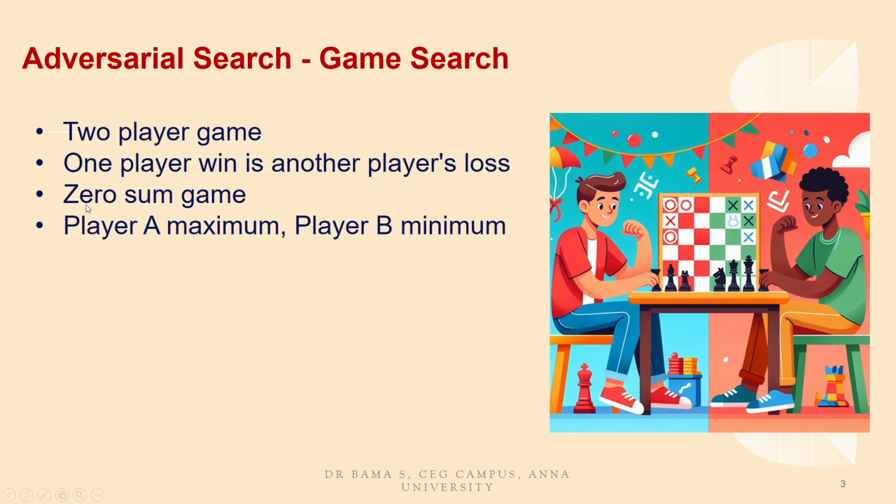Otherwise it is called a zero sum game, where at one point there is a profit and at the other point it is a loss, both are going to match and it is a 0. So, if player A has a maximum value, player B is going to oppose that and be at the minimum side. So, this is otherwise called a two player game.